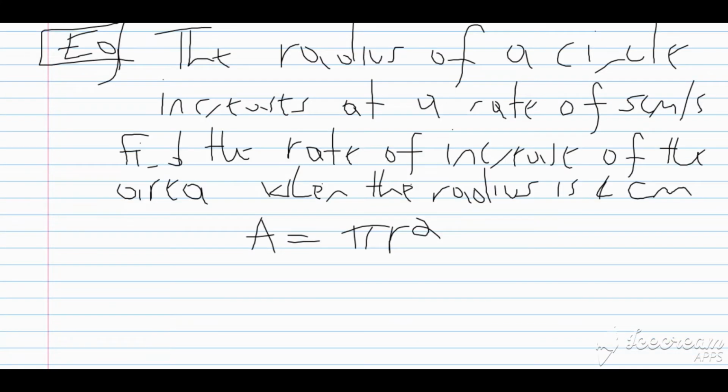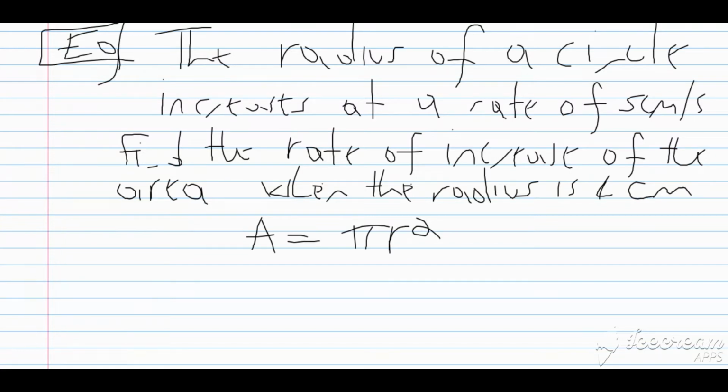Here's an example of a typical question that you could be asked. The radius of a circle increases at a rate of 5 centimeters per second. Find the rate of increase of the area when the radius is 4 centimeters. Now let us start out with something that we know. We know that the area of a circle is equal to pi r squared. So there's a direct connection between the area and the radius. So if I increase the radius, then ultimately the area would be increased.